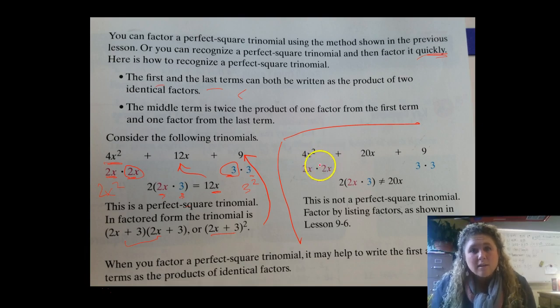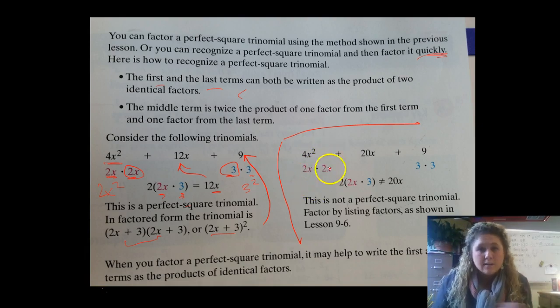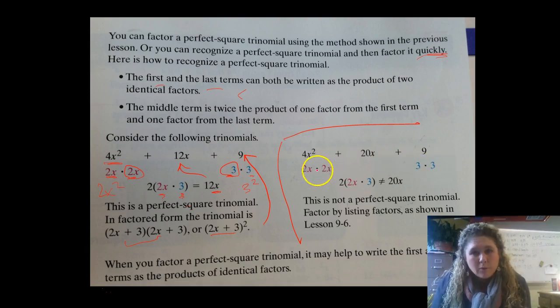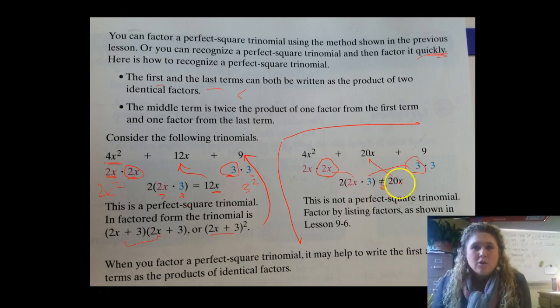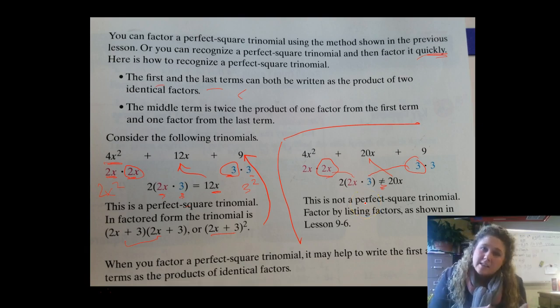This is a different example on this side here. Break 4x squared into 2x times 2x, just like before. 9 is 3 and 3. That's perfect. However, when I take one term from the first and one term from the second to find that middle term, 2 times this does not give me that 20x. It is not equal, so this is not a perfect square trinomial. Because it's not a perfect square trinomial, you'll have to do what we did in the last section, finding by factoring in that trial and error piece of FOILing.